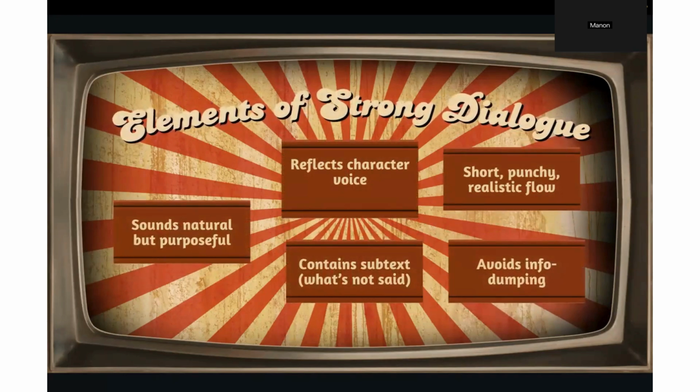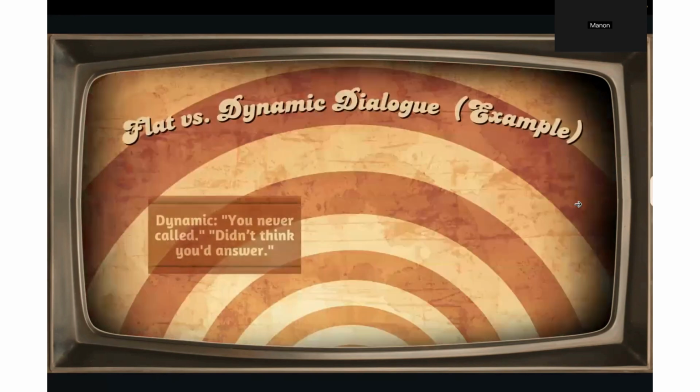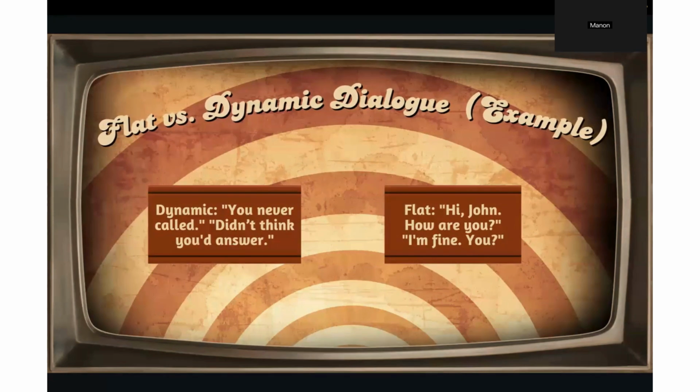So the elements of strong dialogue: it sounds natural but purposeful, reflects the character's voice or yours at the same time, depending on which voice you're looking for. It contains subtext, what's not said. Short, punchy, realistic flow. Avoid info dumping. When it's too long, with no dialogue, most readers get very bored.